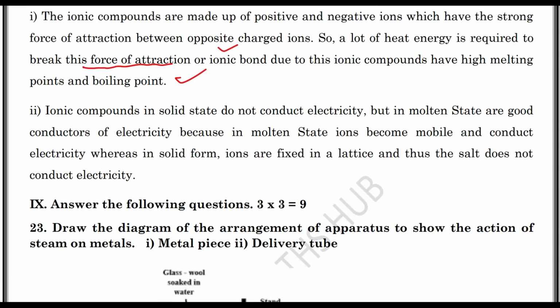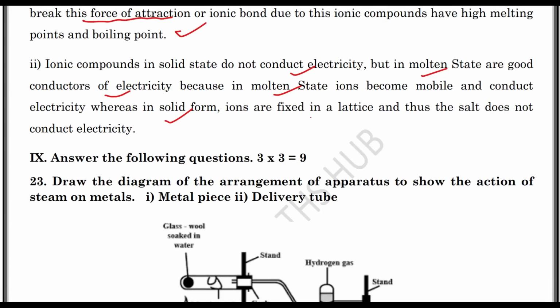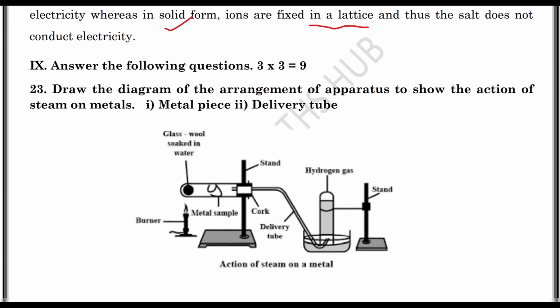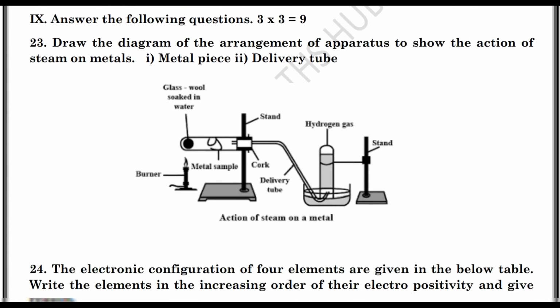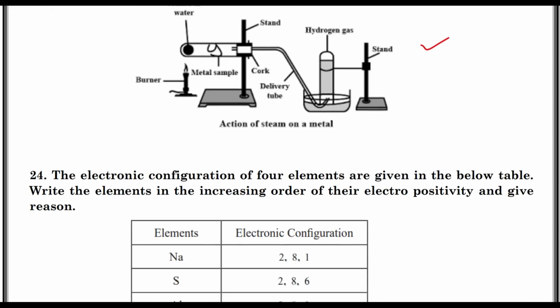Ionic compounds in solid state do not conduct electricity, whereas in molten state they are good conductors of electricity, because in molten state ions are mobile and conduct electricity, whereas in the solid form ions are fixed in the lattice. That means there will be no free ions. If there are no free ions, it will not conduct electricity. Next, 3 marks diagram. Draw the diagram of the arrangement of apparatus to show the action of steam on metals. Draw the diagrams neatly.